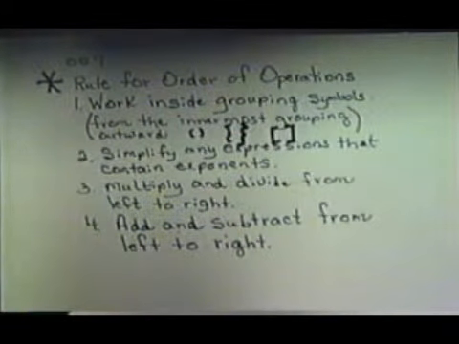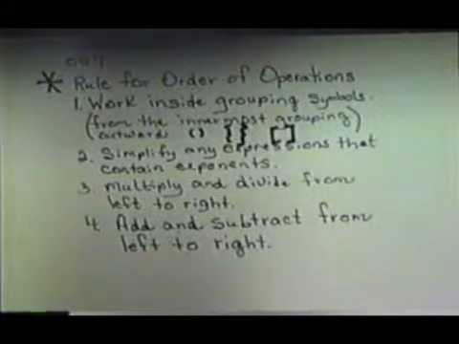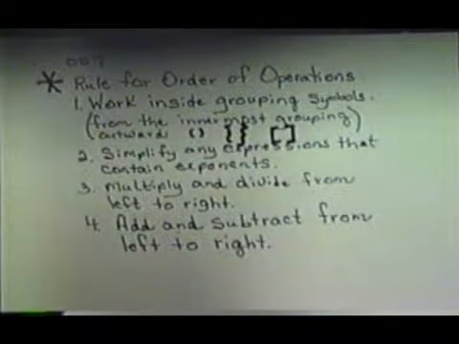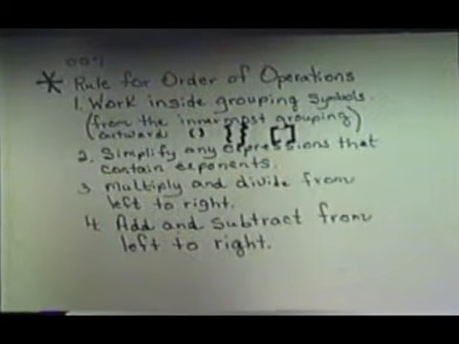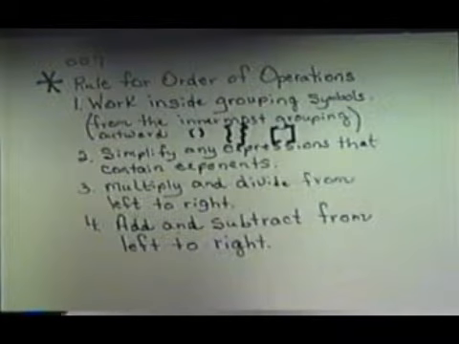So you work inside grouping symbols first, then you simplify any expression that contains exponents. The third thing you do is multiply and divide from left to right, and the fourth thing is add and subtract from left to right. As I'm doing the rest of the problems in today's lesson, I will be using these 4 rules. So you need to have these rules written down on a sheet of paper beside you so you can refer to them as we're trying to decide what we need to do first in a problem.